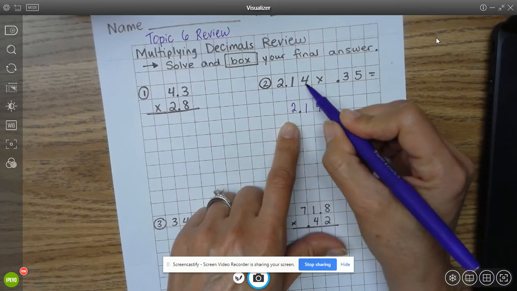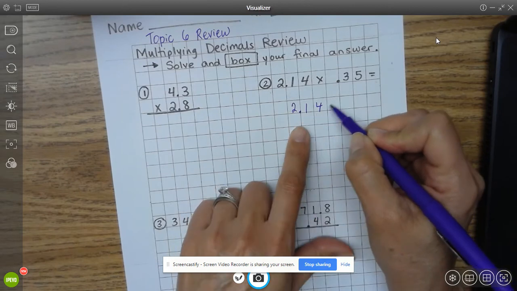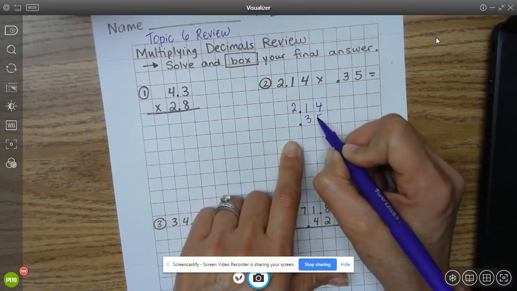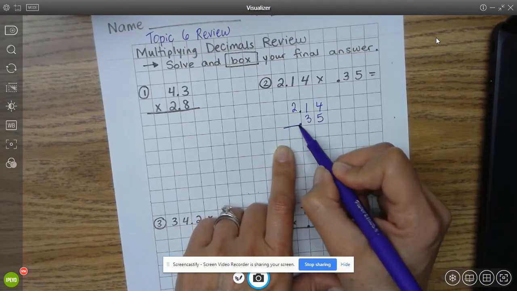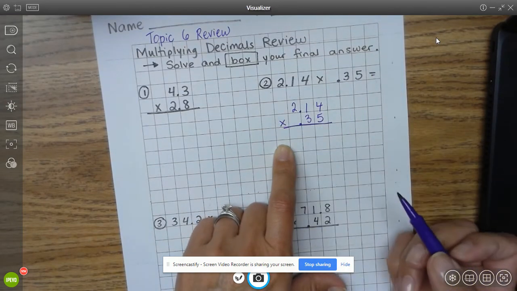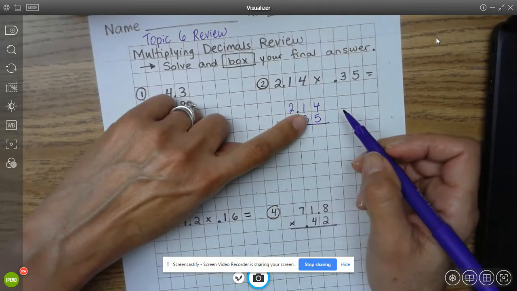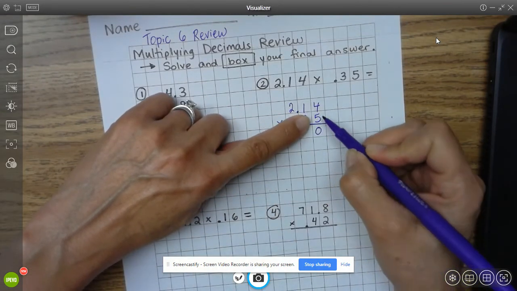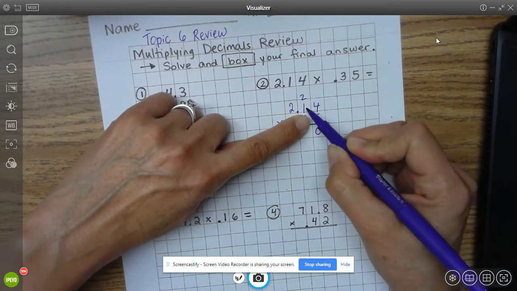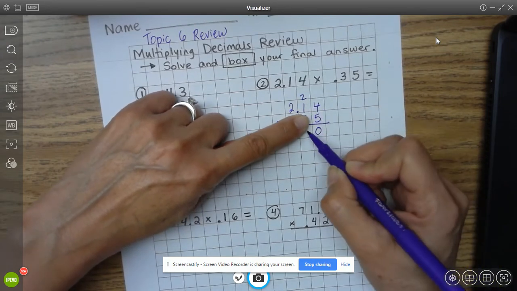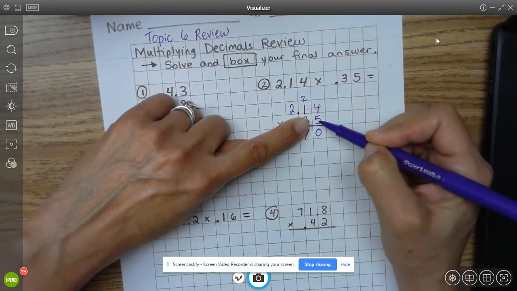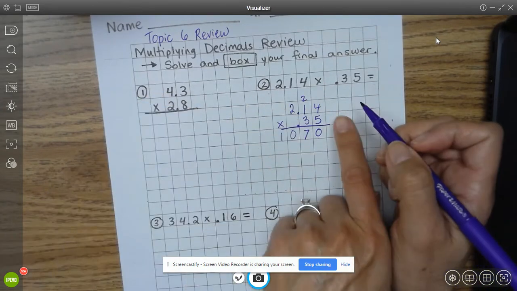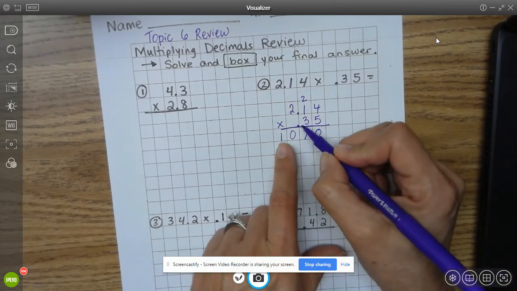Okay, so I have 2 and 14 hundredths multiplied by 35 hundredths. And this one just happens to align when I line them up. I'm going to go ahead and multiply everything on the top by my ones. 4 times 5 is 20. 5 times 1 is 5, plus 2 more is 7. And then 5 times 2 is 10. I am all done with my ones, or technically my hundredths here.